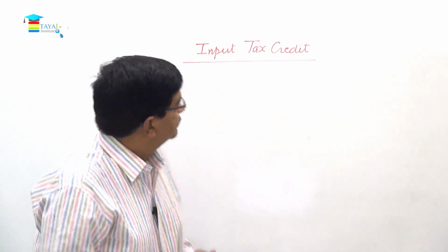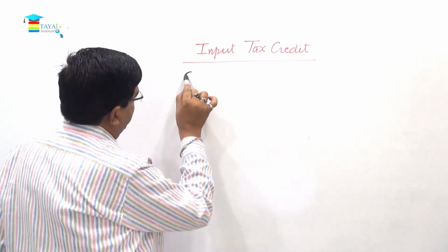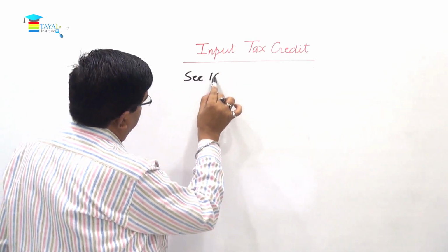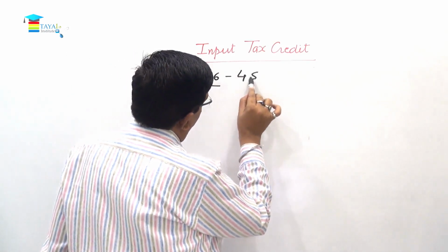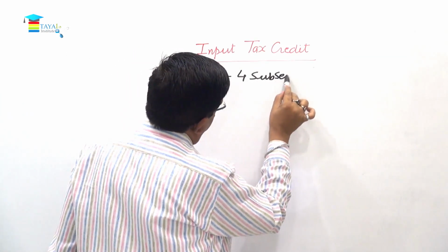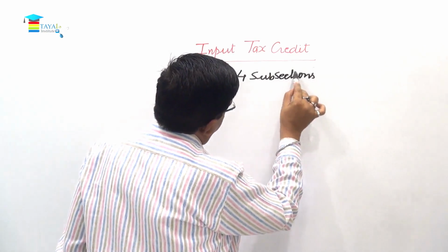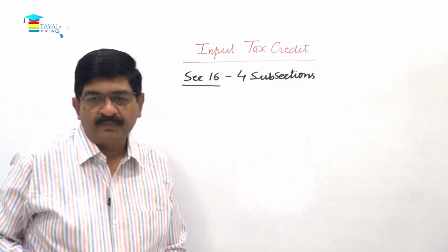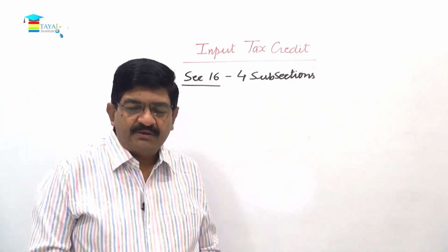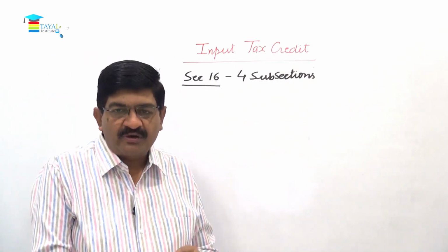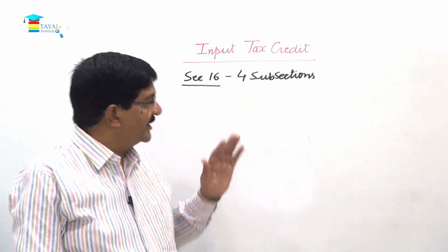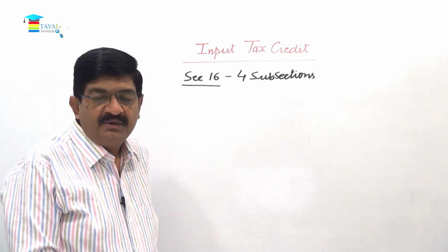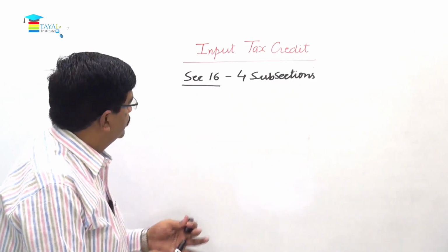read with rule number 36 and 37. Okay, so section 16 has 4 subsections, and out of that subsection 1 and 2 are the most important ones. Subsection 3 and 4 are relevant. I'm not saying those are not important, those are relevant, but really important provisions are subsection 1 and subsection 2.